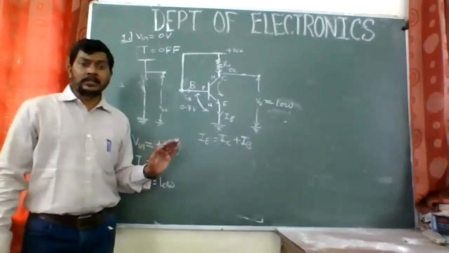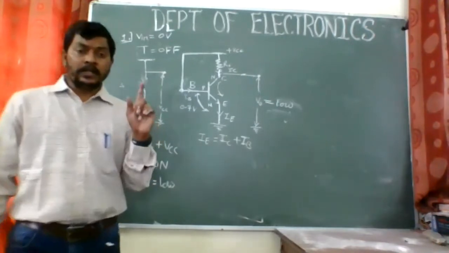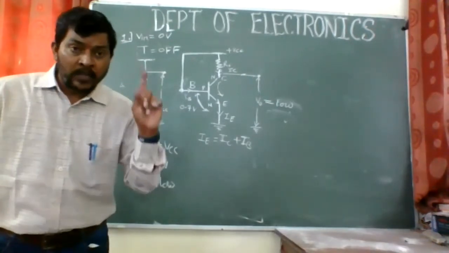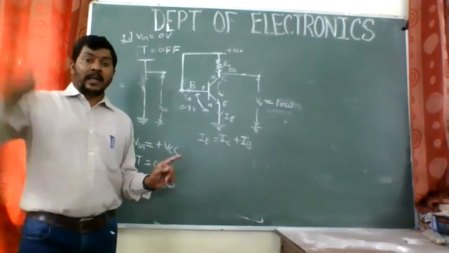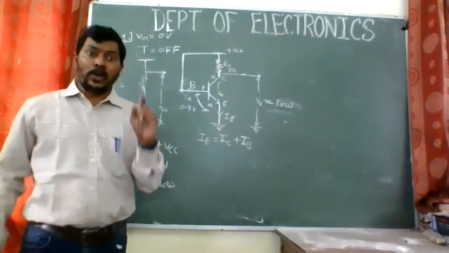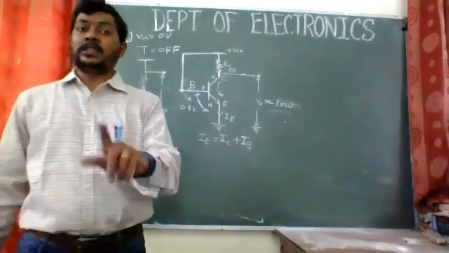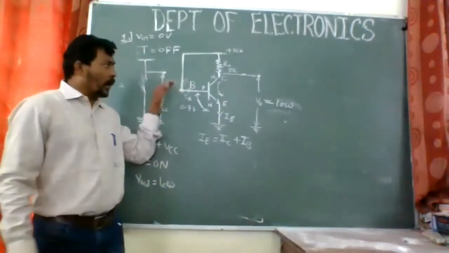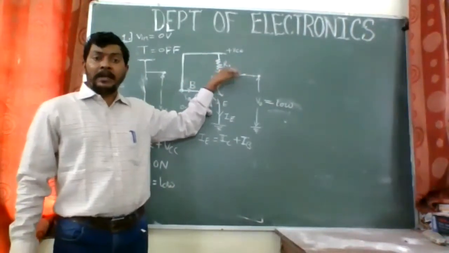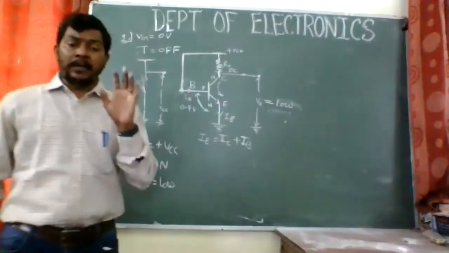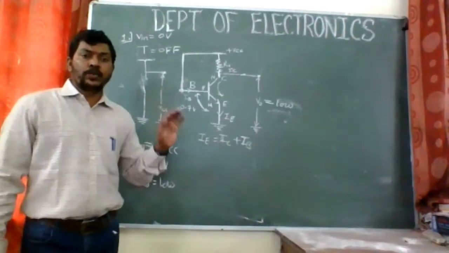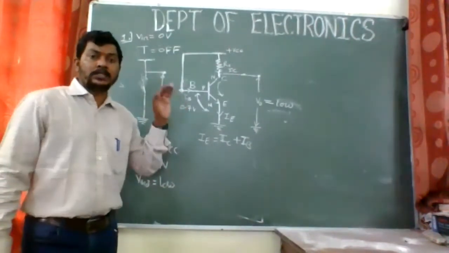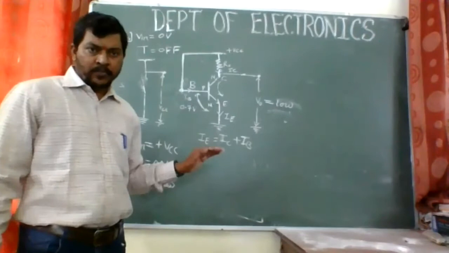So it implies that whether it is conducting or not conducting, if it is conducting, then the output voltage is low. If it is not conducting, then the output voltage is high. Yes, because we are expecting the output voltage to come at the collector. So this is the basic concept of a transistor as a switch, how a transistor works as a switch, right?